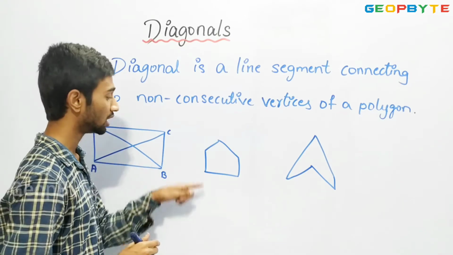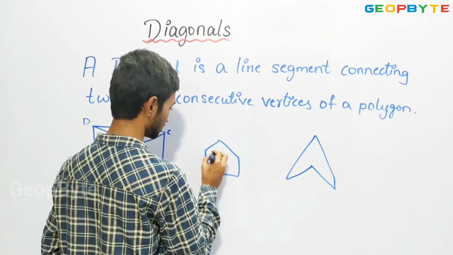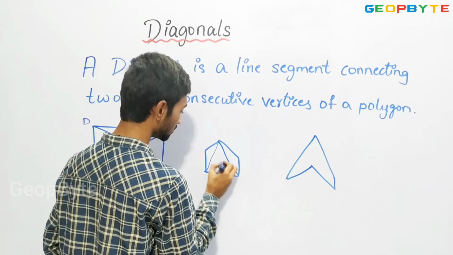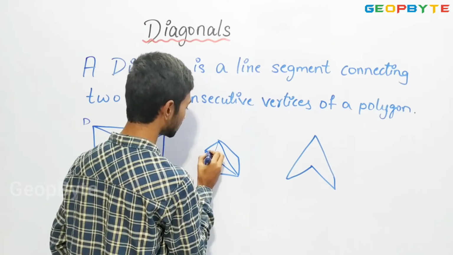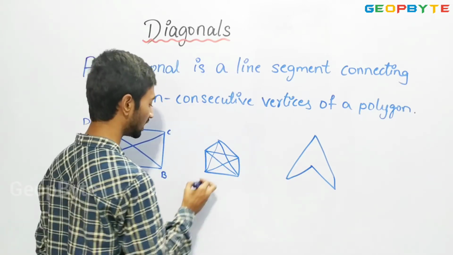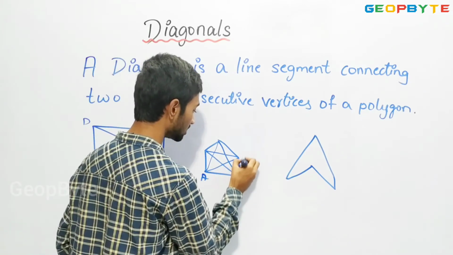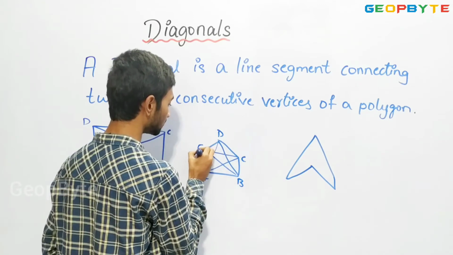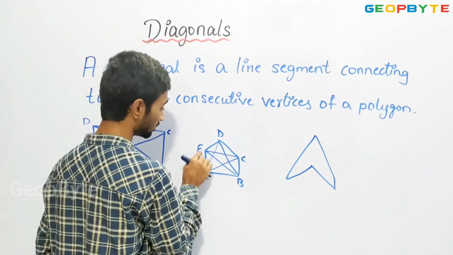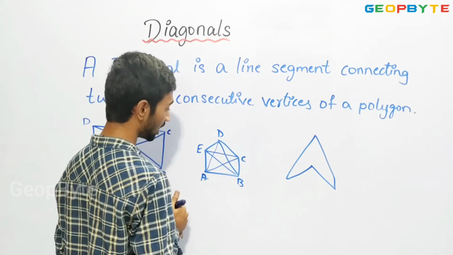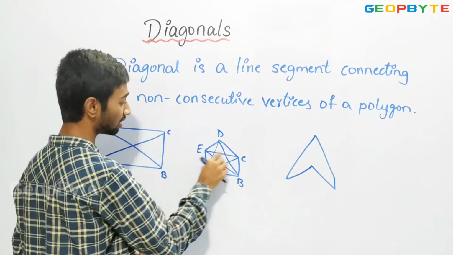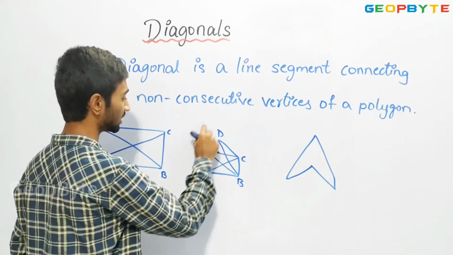And let us draw diagonals for this figure. 1, 2, 3, 4 and 5. This figure has 5 diagonals. A, B, C, D, E. So DB and DA are the two diagonals. Also EC and EB are two diagonals, and AC and BE are also diagonals. So completely there are 5 diagonals in this figure.